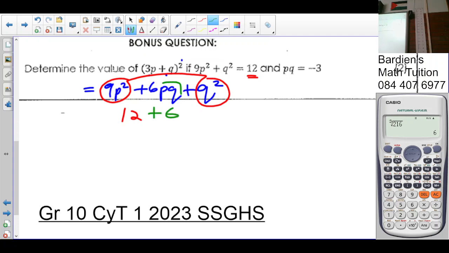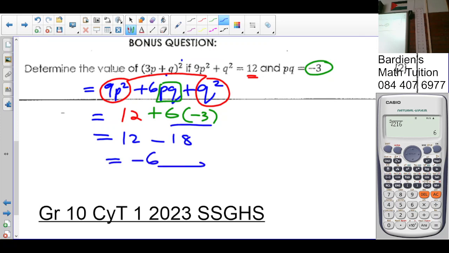Plus 6pq, we are told, is negative 3. So we times that by negative 3. Okay. So that is simply 12 minus 3 times 6, which is 18. Which is an answer of negative 6. So that basically brings us to the end of cycle test 1 of 20.